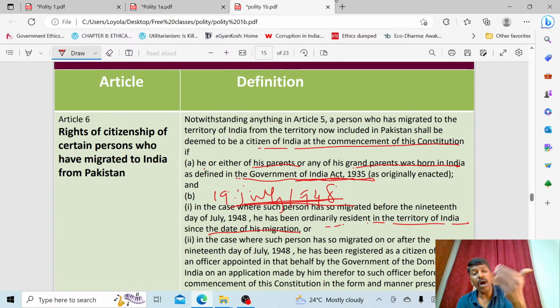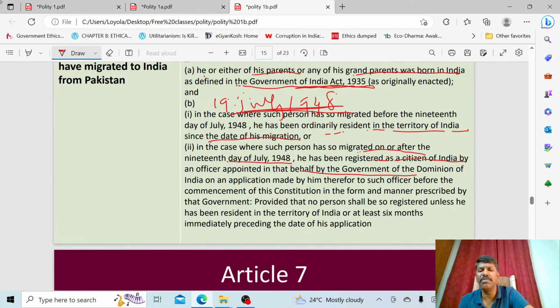Or, in case the person migrated on or after 19th July 1948, then he registered himself as a citizen of India with the officer appointed for the specific purpose by the Government of India, with the application made before the officer in the prescribed manner as mentioned by the Government of India. These are the methods, provided that no person shall be so registered unless he has been resident in the territory of India for at least 6 months immediately before the date of application.